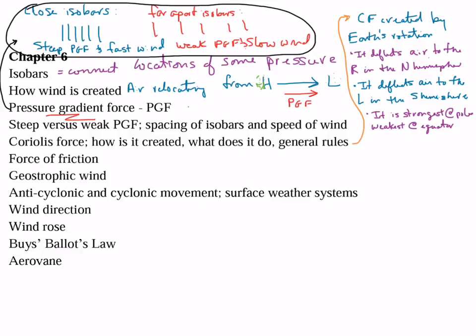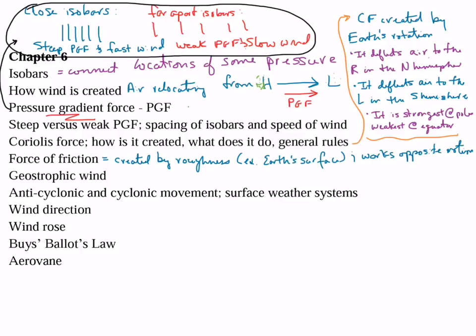And then the force of friction, people usually know that's like rubbing, right? So the force of friction is generally created by roughness, for example, the Earth's surface, and it works in the opposite direction as the motion.